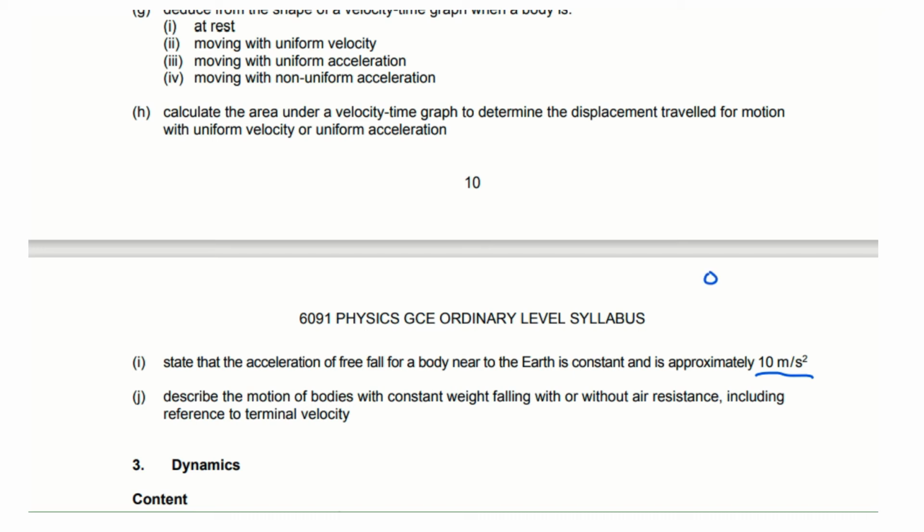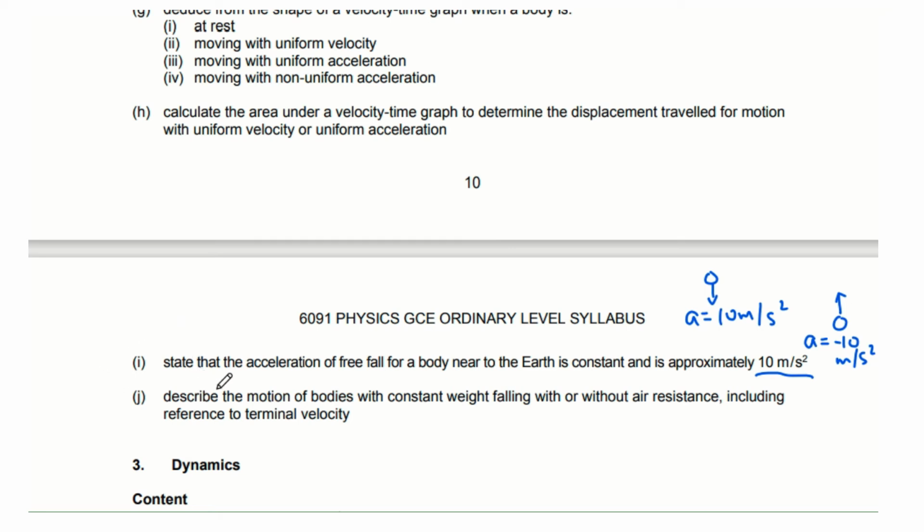So if I'm dropping something, the acceleration is equal to 10 meter per second square. If I'm throwing something upwards, gravity is pointing, weight is pointing downwards, because it's moving in the direction opposite to weight. So it will be decelerating. Deceleration is negative acceleration. So when it's moving up, the deceleration is equal to 10 meter per second square, or the acceleration is equal to negative 10 meter per second square. So this is what part I is trying to tell us.